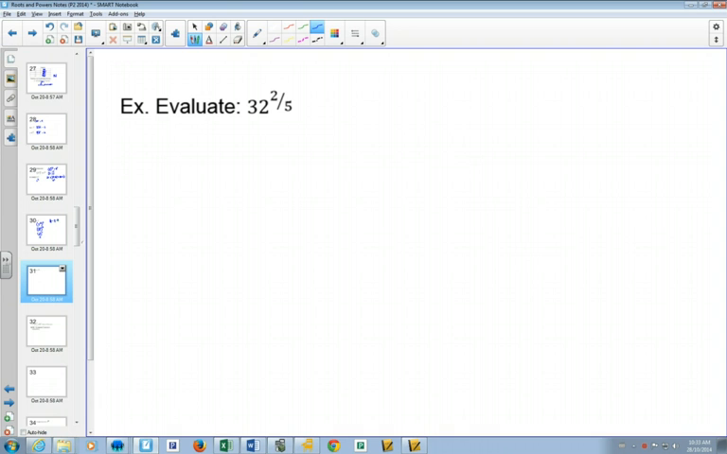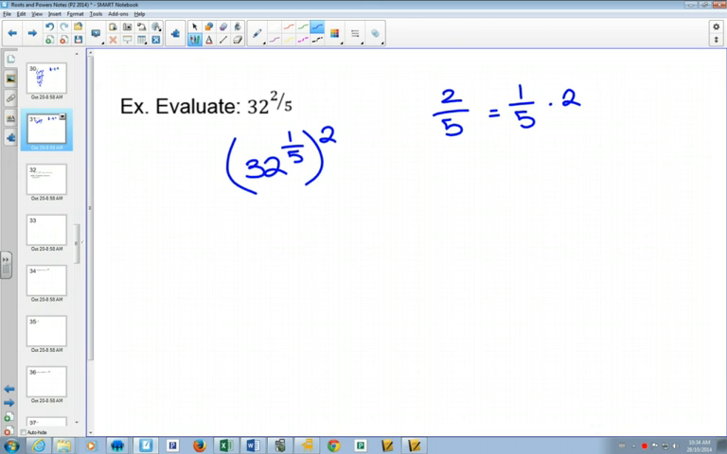32 to the 2/5. You could also have written it like this. Can you see that those are the same? Because 1/5 times 2 is the same as 2 times 1/5. Now, for mental math purposes, it's better to do the fraction first, because that'll make your numbers smaller. 32 squared is a very big number, and to take the fifth root of that number would be quite difficult.